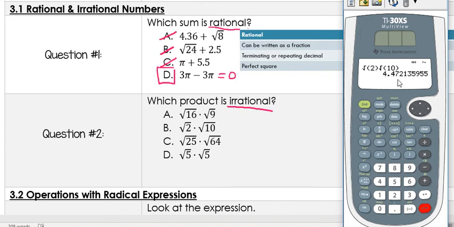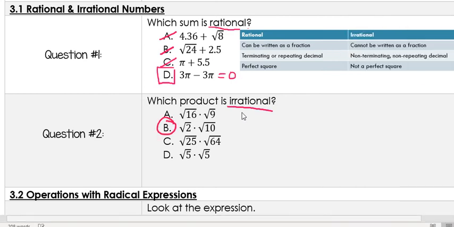So your calculator might simplify like this as that decimal, or the first time you saw me go through, your calculator might simplify it as a square root. But if it doesn't give you an integer answer, it's an irrational answer. So I don't even have to keep going. B is going to be my correct answer. You could just do a quick check.